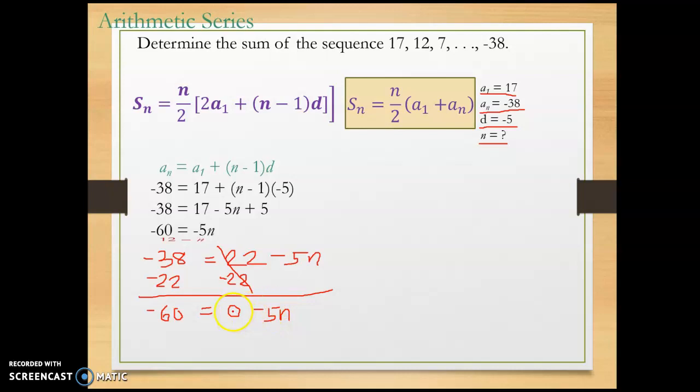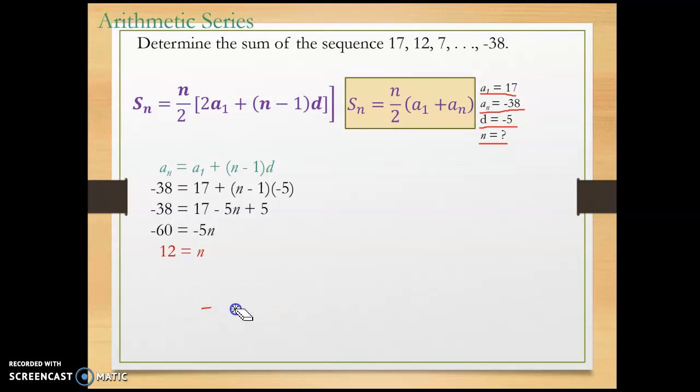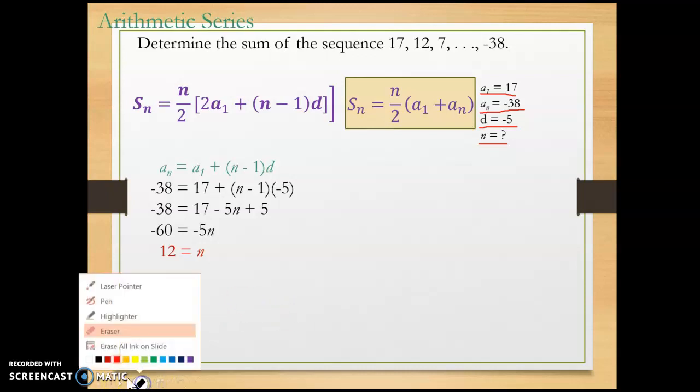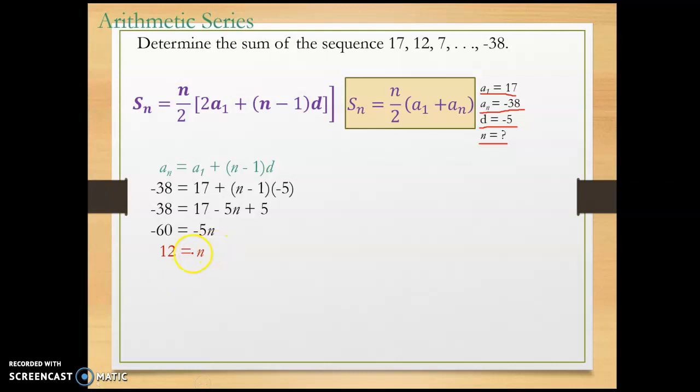Okay, so next you simplify. So how do you simplify? You simplify by dividing both sides by the coefficient of n. The coefficient of n here is negative 5, so divide both sides. What's the goal of dividing both sides by the coefficient of n? It is to isolate, or to solve for, n, basically, right? So negative 60 divided by negative 5, therefore n is 12.